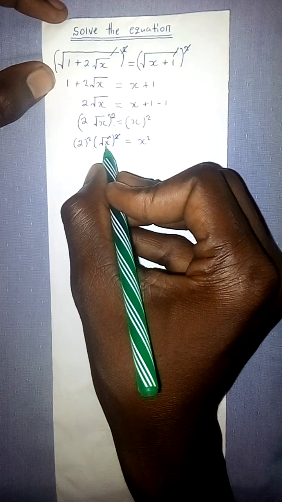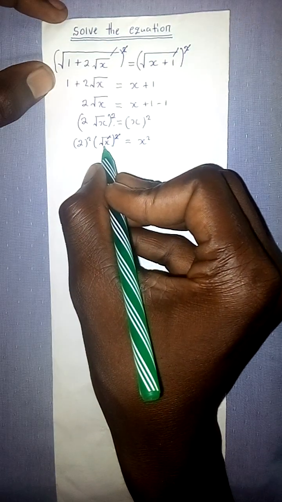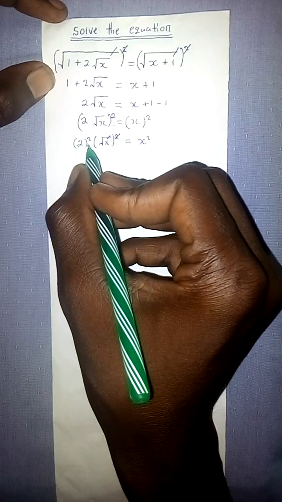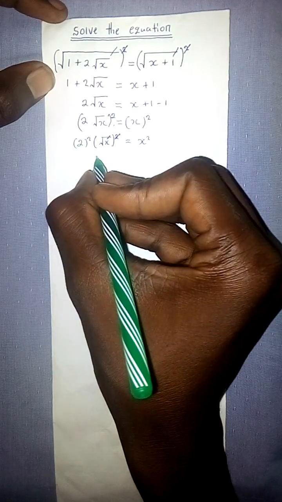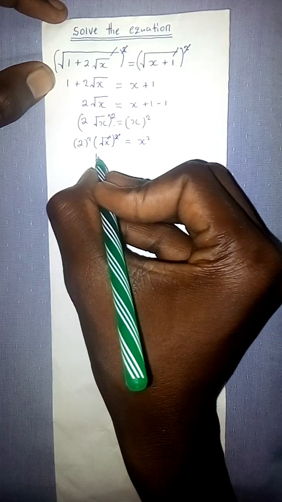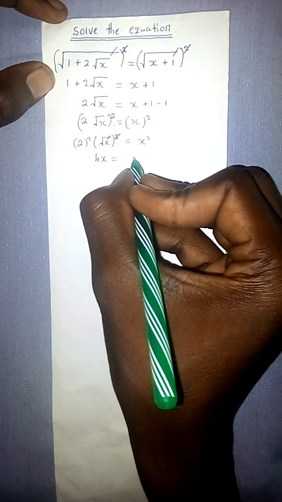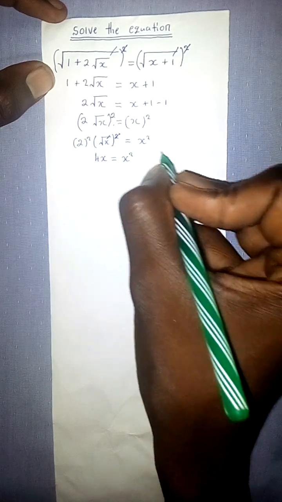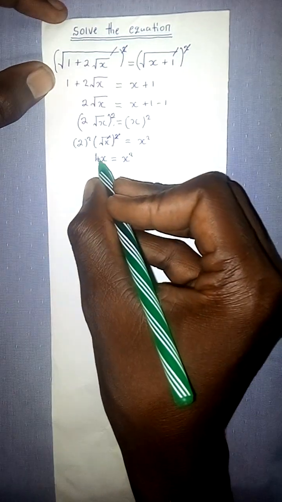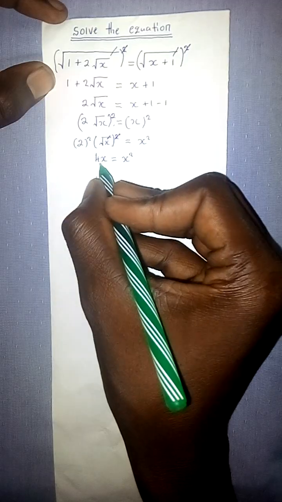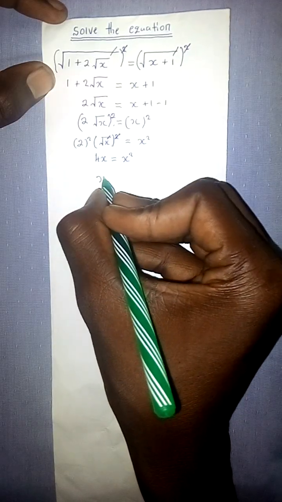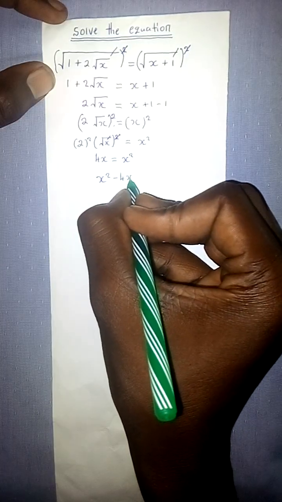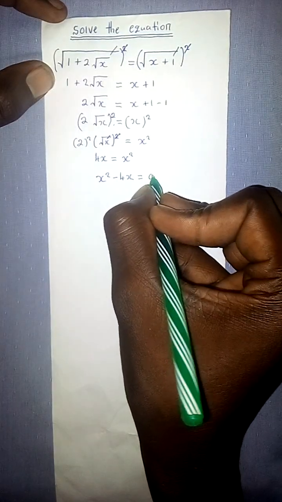Therefore, for this part we only remain with x, right? Yes. What about for this part? 2 raised to the power 2 is 4. 4 multiplied by x will have 4x being equal to x squared. So let's bring the 4x to this side. So we'll have x squared minus 4x is equal to 0.